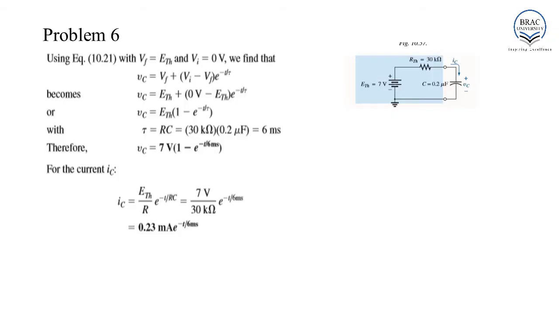During the charging phase, VC will be equal to 7 volts (1 minus e to the power minus t by 6 milliseconds), and IC will be equal to E Thevenin divided by R, e to the power minus t by RC, which is basically minus t by 6 milliseconds. Or in other words, it can also be written as 0.23 milliampere e to the power minus t by 6 milliseconds.